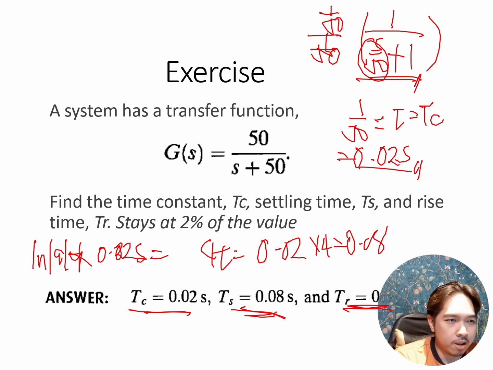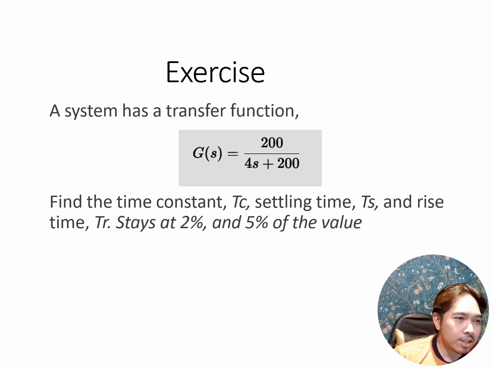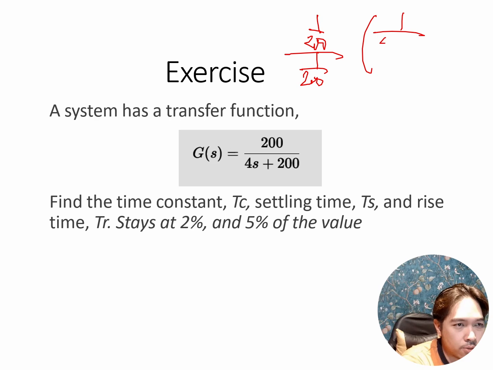I hope you get this problem, and we're going to have another problem on the next slide. Here we have a function which is not in its standard form. We're still going to do the same thing: factor out a common factor from the constant coefficient of both the numerator and denominator. There should be an equal value for both constants, so we factor out 200. We have 1 over 200 divided by 1 over 200, and that would be 1 over (4 over 200 times s plus 1).